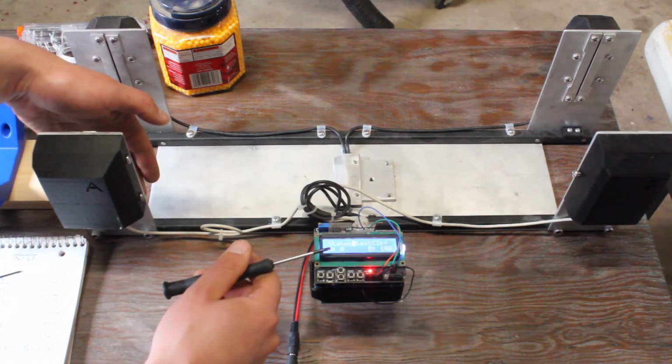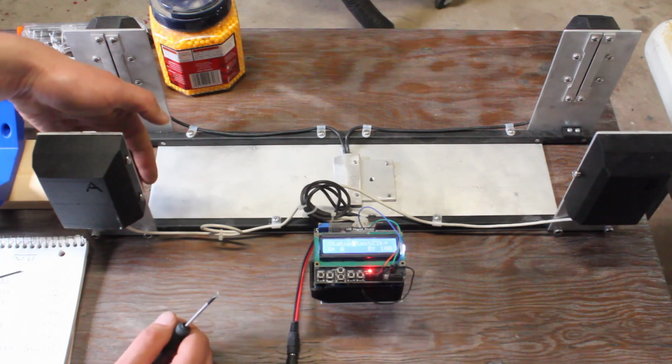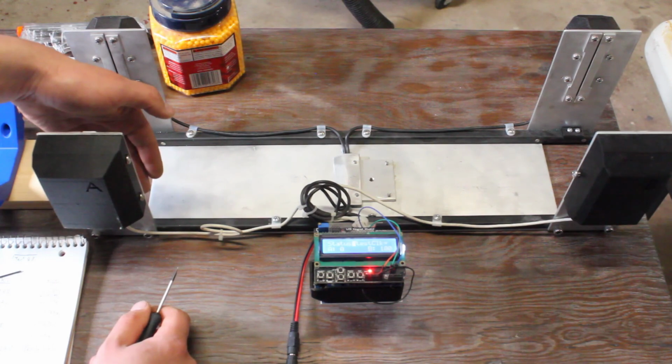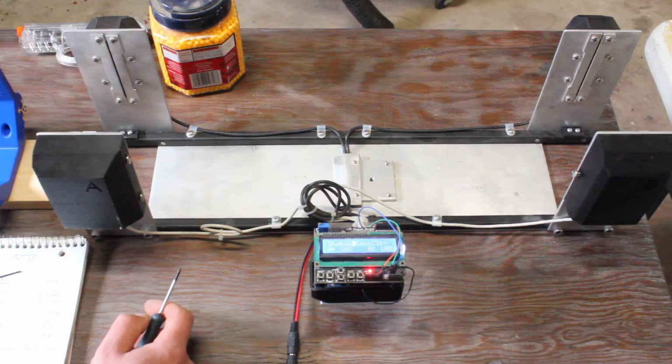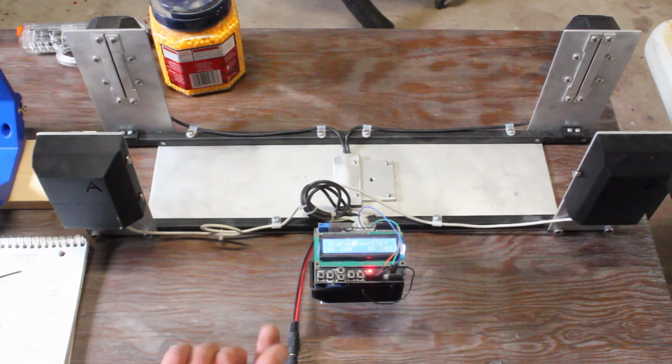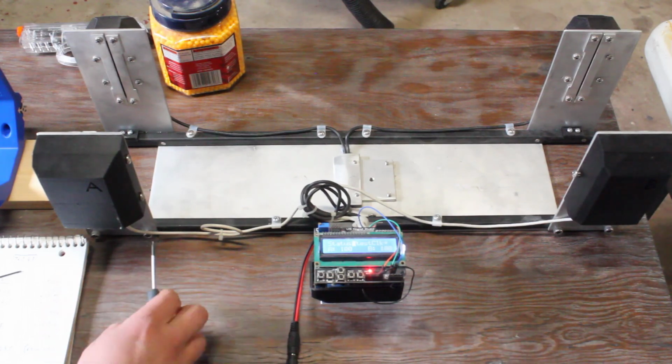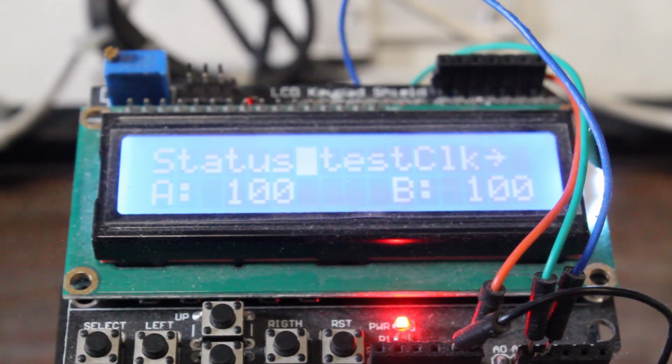So right now, the A gate says zero. That means that there's 100% signal coming from the sensor. There's no opportunity to catch a bullet. If it's anything but 100, if it's 99, that means that it's getting a signal from the sensor. It's detecting something.